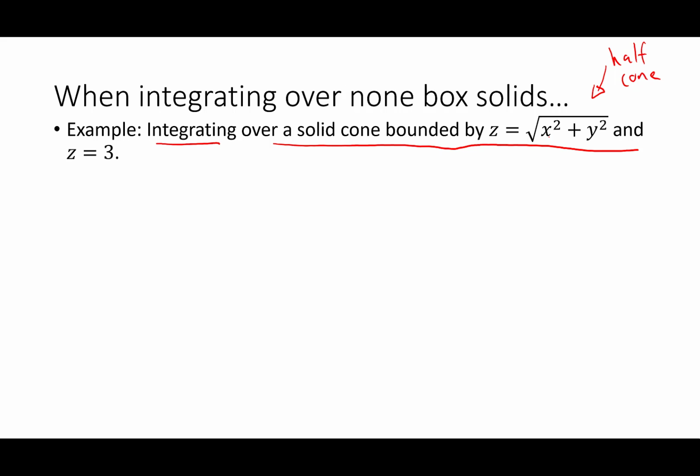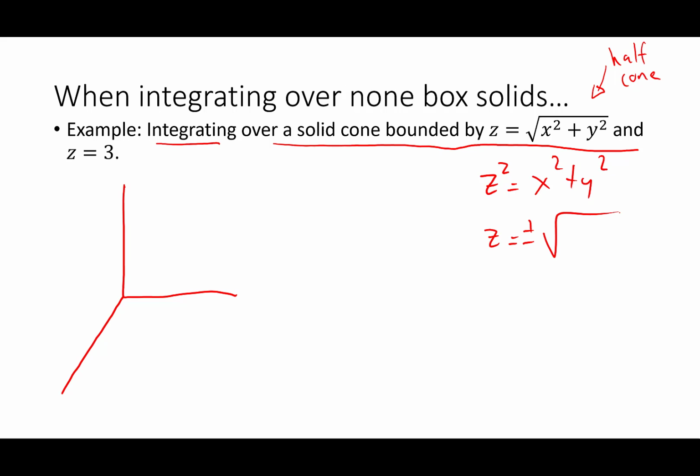So z is equal to the square root of x squared plus y squared. What that's going to give you, again, is just the top half, because it's the plus part of the square root. The full cone is actually given by z squared equals x squared plus y squared. When you take the square root of both sides, you get z equals plus or minus the square root of x squared plus y squared. But we're only taking the plus here, so we're only getting the top half of our cone.